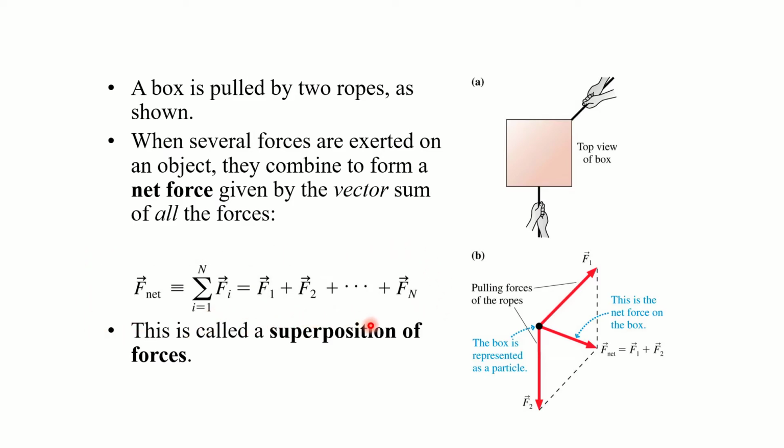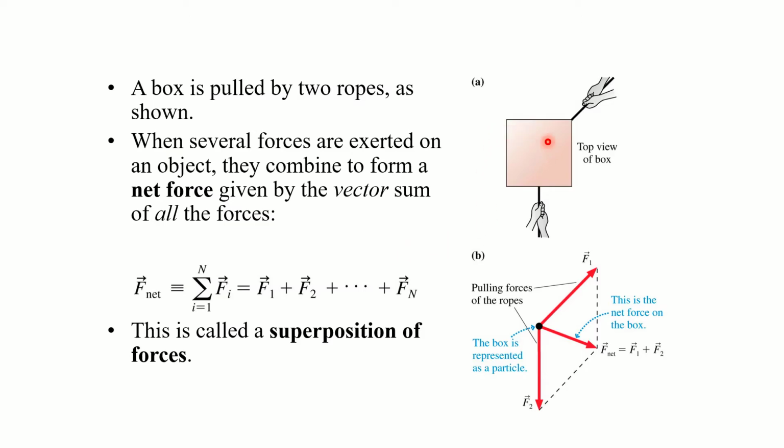So again, when we start to analyze these situations quantitatively, one of the biggest steps in solving those problems is being able to identify all the individual forces, determine their magnitudes and directions, and then do this vector addition where we add those all together. And this is called superposition of forces, and it gives us the total force, which will relate to how that object's going to move, right?